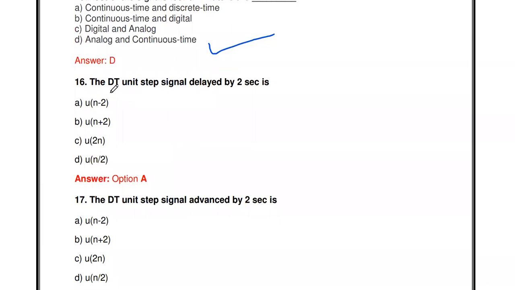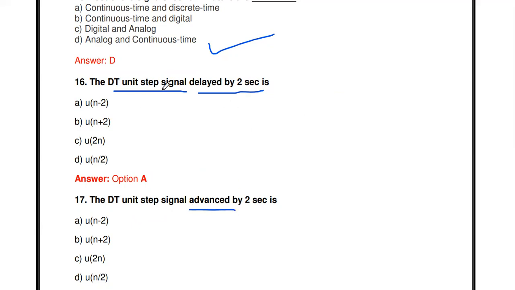Then the next one, the discrete time unit step signal delayed by 2 seconds is dash. We studied operations on signals, which is a separate topic. There are various operations: time shifting, time folding, time reversal, amplitude scaling, and many more that we perform on a signal. So from that we will see some questions. In time shifting there are two types: one is time delay, another is time advance.